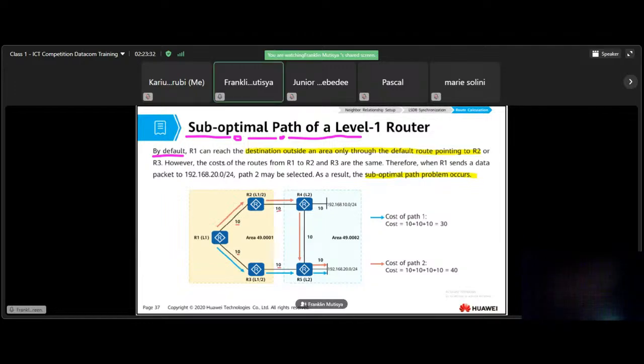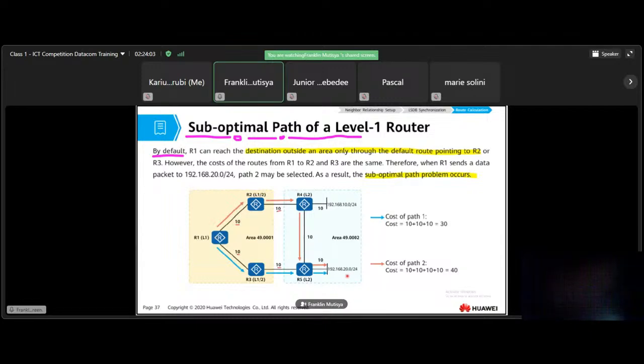So level 1 routers may have this problem where we are forwarding traffic in the wrong path, in a suboptimal path. In other words, in a path which is not the best for forwarding. For instance, let's use cost as the unit of comparison. So if we are to use cost as a unit for comparison, we can compare these routes.